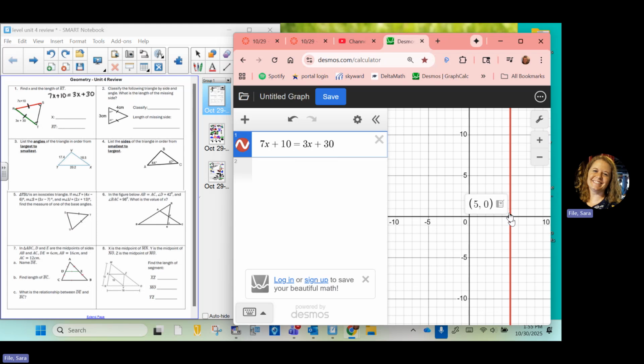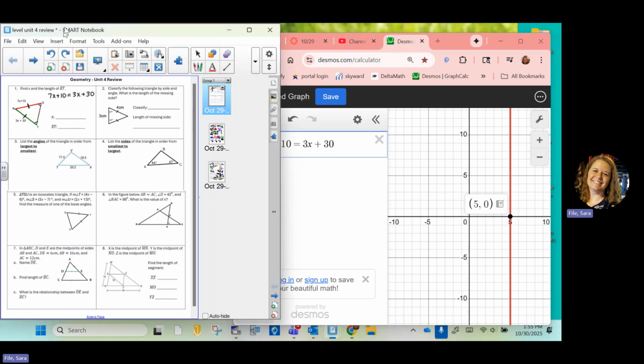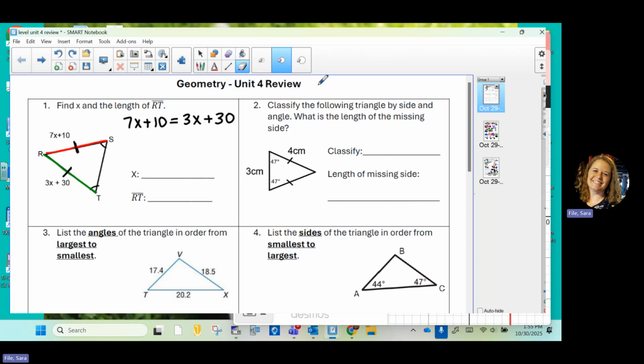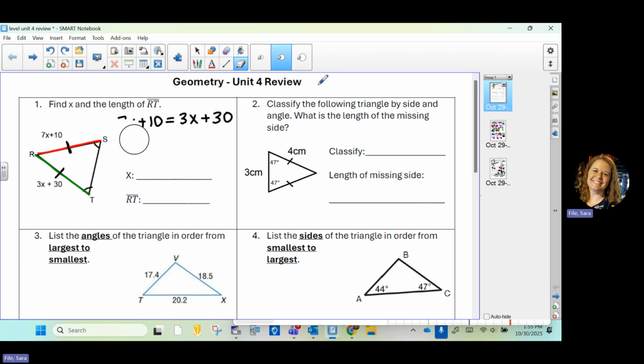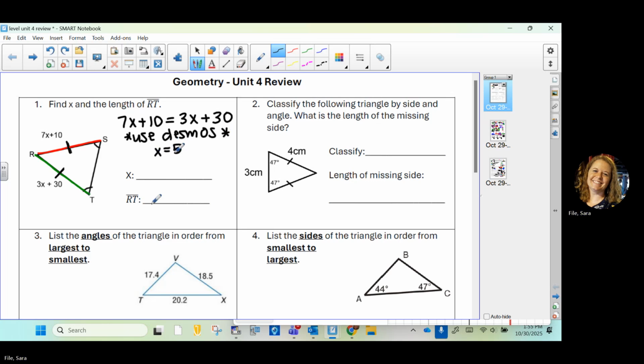What is x? 5. So I can come back over here to my paper, and I don't have to go through solving everything. I can say I'm using Desmos, and Desmos told me x is 5. So there's the first part. Find x. Is that everything they wanted? No. What do they also want?